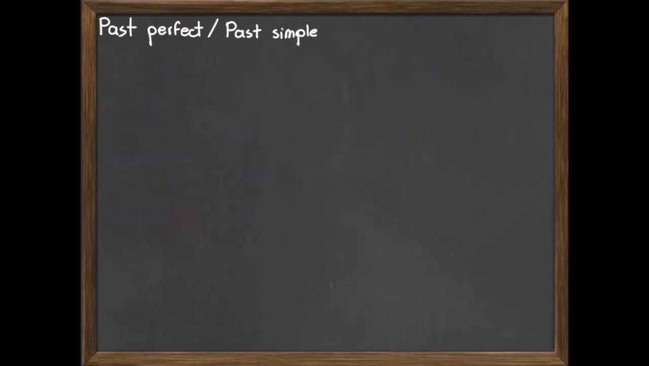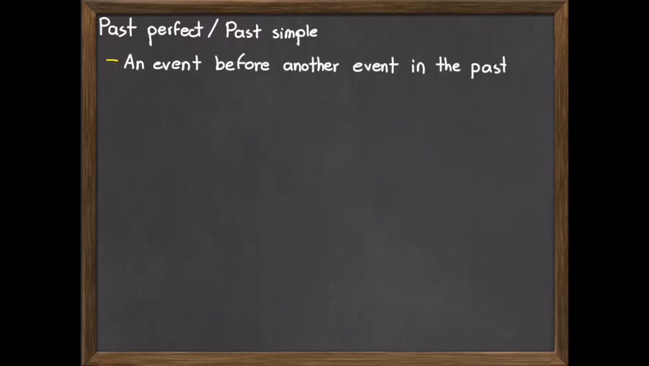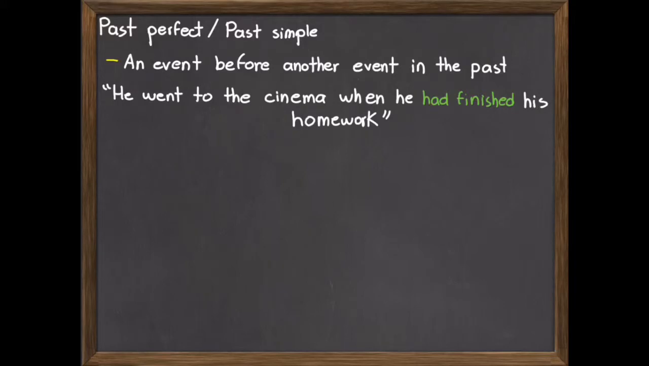Now let's look at when to use past perfect compared to using past simple. Well, the past perfect is used when you're talking about an event that happened before another event in the past. For example, he went to the cinema when he had finished his homework. This means that before he went to the cinema, he had to finish his homework. So we would use the past perfect.